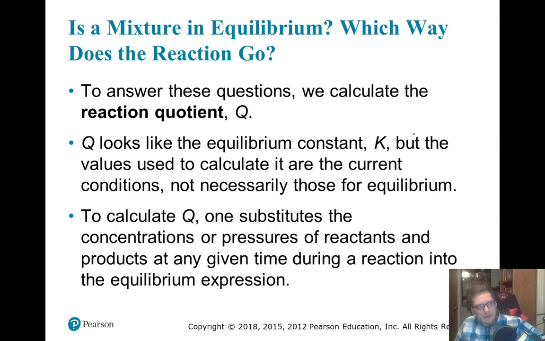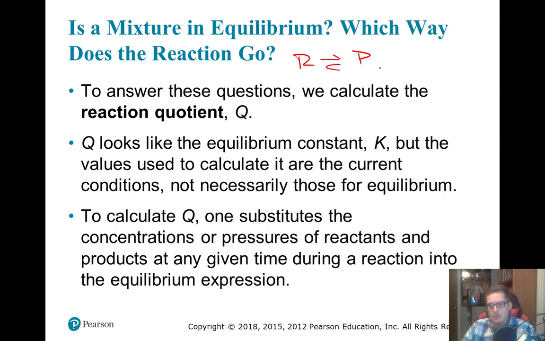But one skill that we need to have is to determine which way our reaction is going to go. Remember, we're going to have our forward reaction. We have our reactants, and they are in equilibrium with our products. Now, remember, at equilibrium, that implies that the forward and reverse rates are equal to one another. It doesn't mean that we have equal amounts.